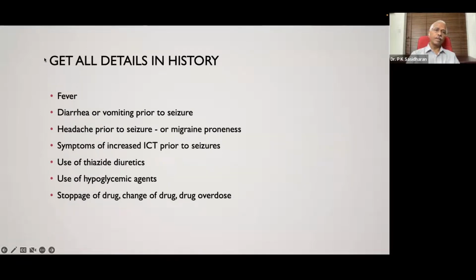If there is a fever, the detailed history includes presence of fever prior to the onset of seizure or during seizure, or when the patient is brought, they may not have noticed fever.